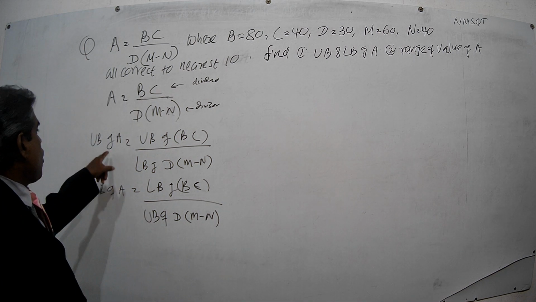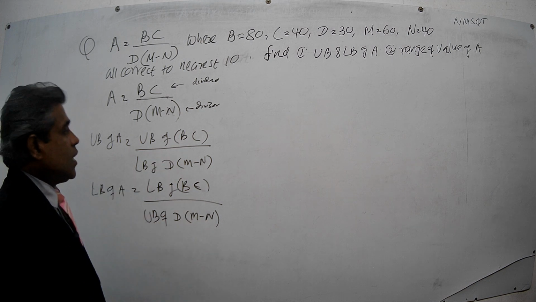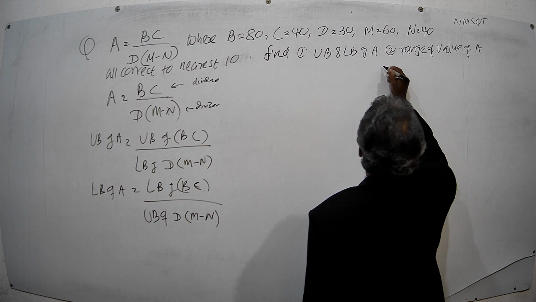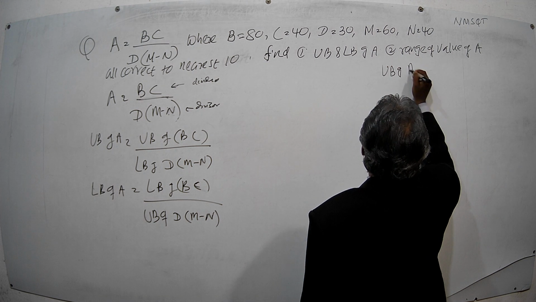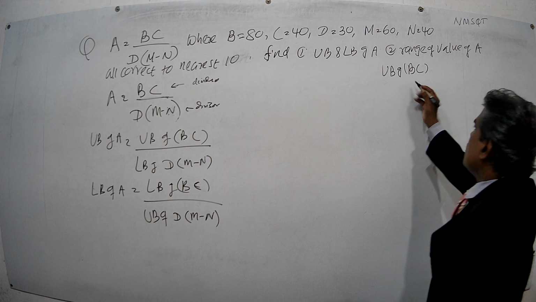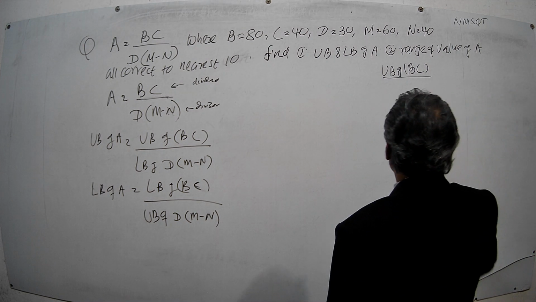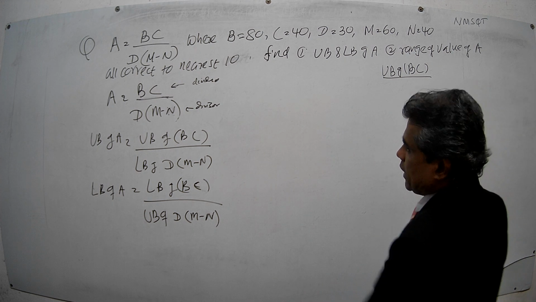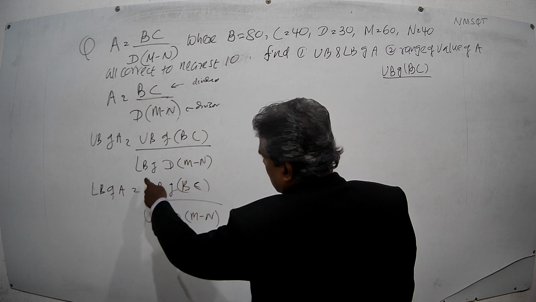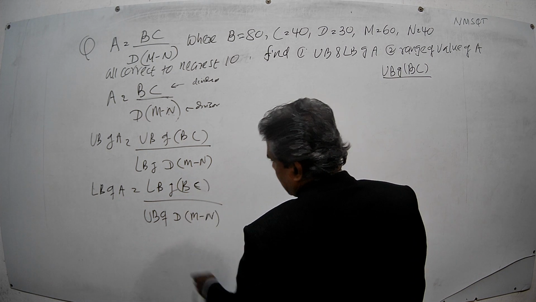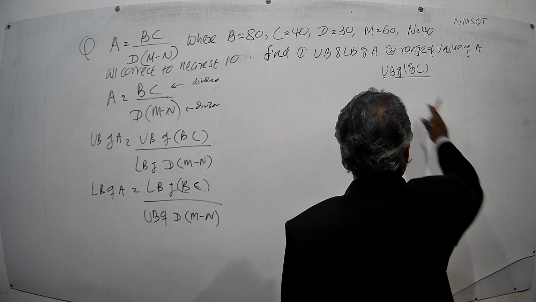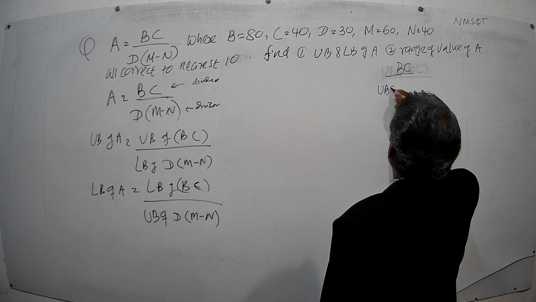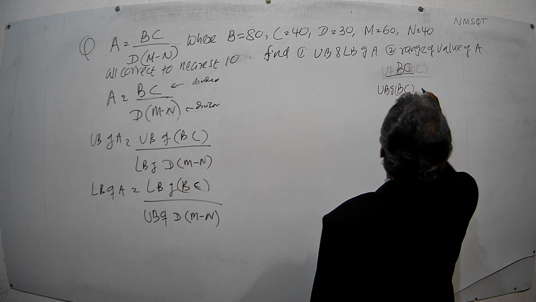Now we need the upper bound of BC. What is the upper bound of BC? BC means B multiplied by C. We need upper bound of BC, lower bound of BC, lower bound of D times M minus N, and upper bound of D times M minus N. Right, we need 4 things. We will calculate BC here.